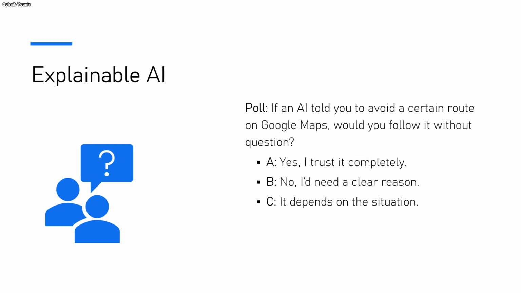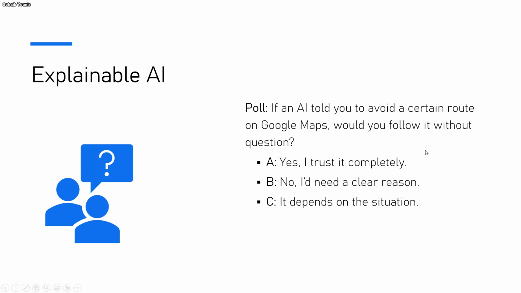So this is what explainable AI is. An AI gives you a decision, but you don't trust it completely. Some of you do, as you have seen before. Some of you say that it depends, but some of you are skeptical. Some of you want some clear reason why AI gives you a specific decision. So this is what explainable AI is.